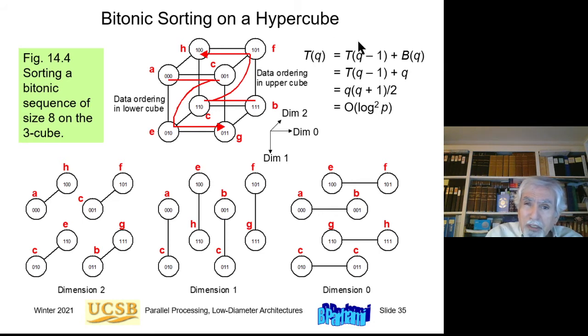So basically the sorting time on a Q-dimensional hypercube is the sorting time on the Q minus 1 dimensional hypercube, these half cubes, plus the time to sort a bitonic sequence. And because we determined that the time to sort the bitonic sequence is Q, the solution to this recurrence is order Q squared, or order log squared P. Okay, so a very simple sorting algorithm and fairly efficient in terms of speed. It only takes log squared P or Q squared steps on a Q-dimensional hypercube.